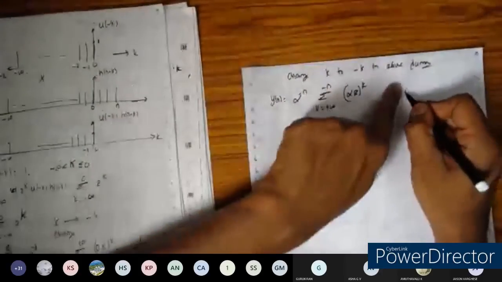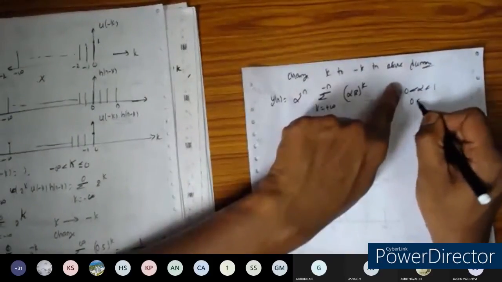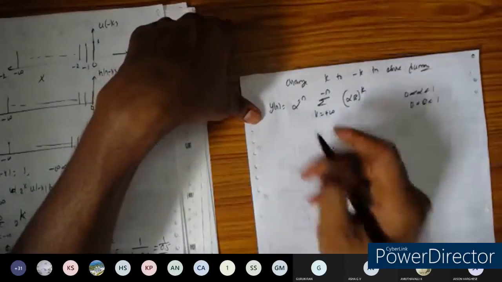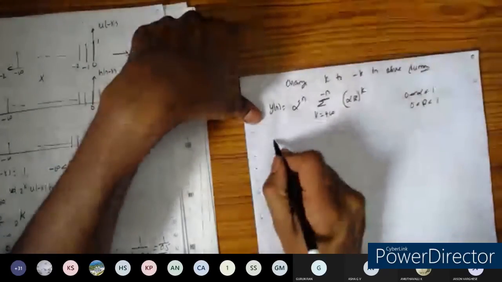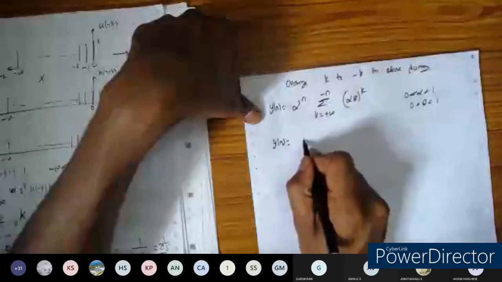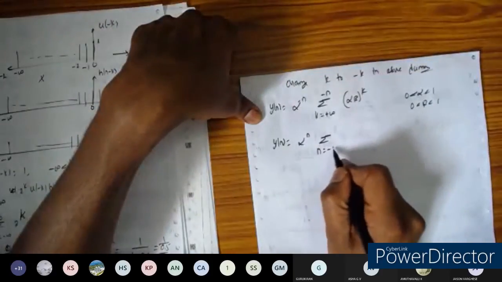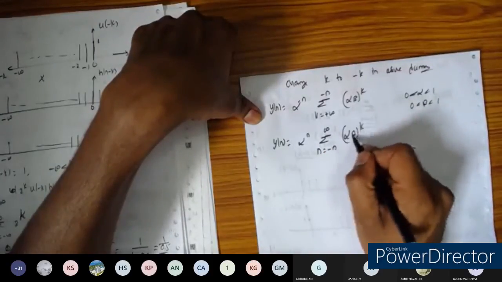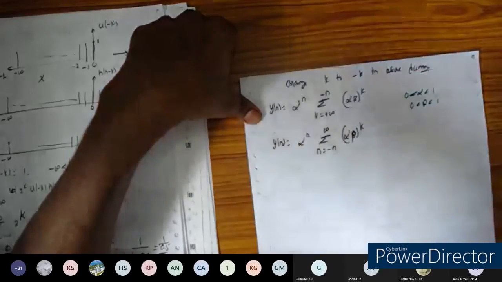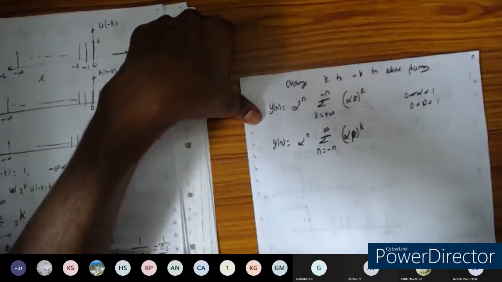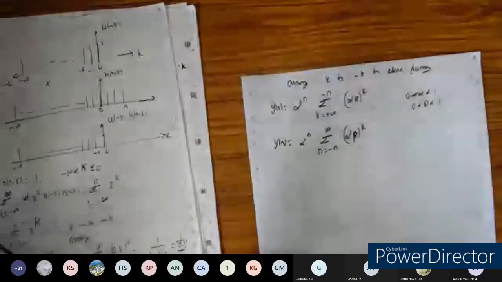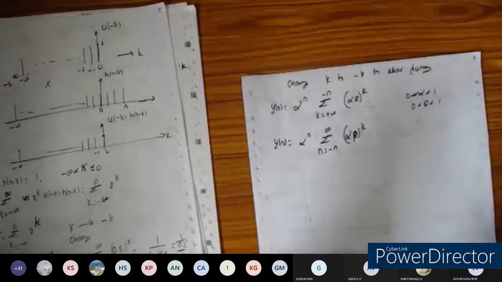Also, you know that alpha is less than 1 and beta is also less than 1. Alpha and beta both have values less than 1. Now we can interchange the limits of the summation, because in a summation we can easily interchange the limits without changing any sign. So it is minus n to infinity of alpha beta to the power of k.